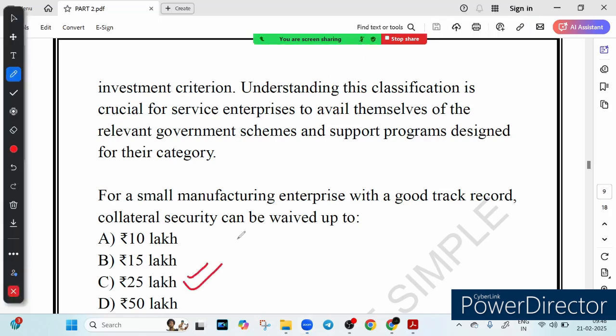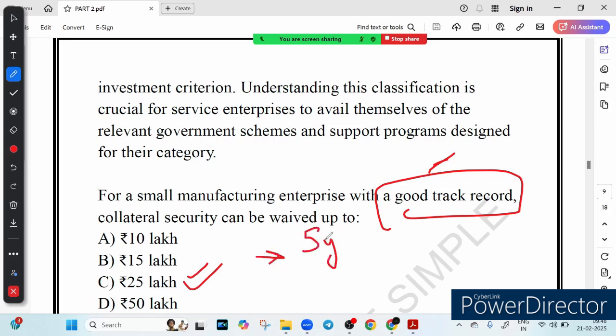You know why? Because bank can waive collateral security up to 25 lakh for a small manufacturing enterprise that have good credit history. Track record means what? अच्छा credit history हो, consistently repaid loan on time, and a strong business performance record. For example, imagine a small business manufacturing electronic component, right? That has been running successful for 5 years. If they apply for loan up to 20 lakh, right, the bank may approve it without requiring collateral, making it easier to access the credit.